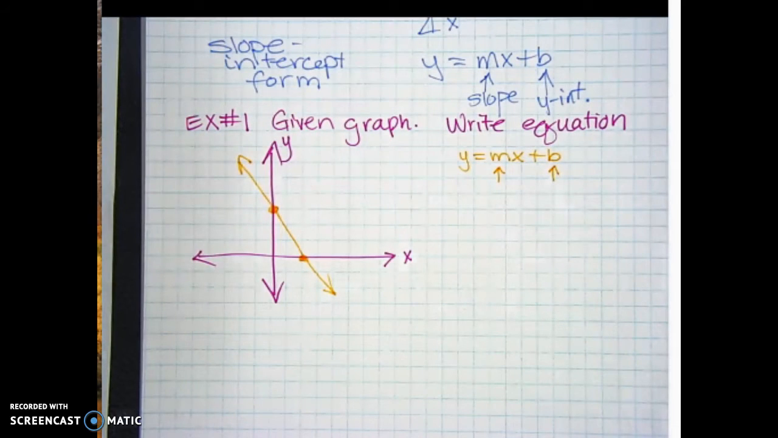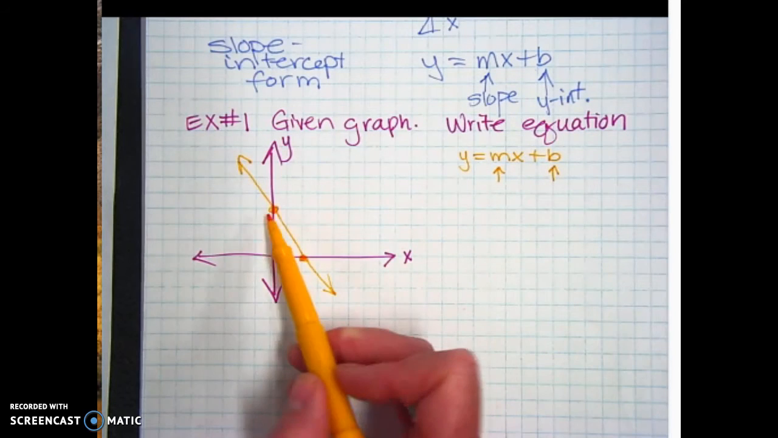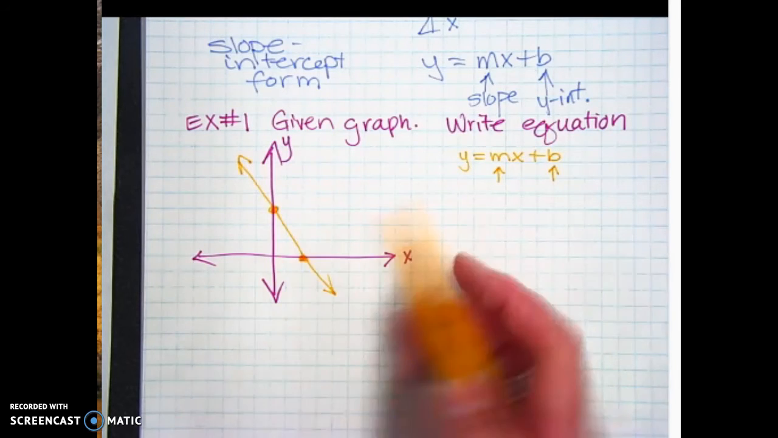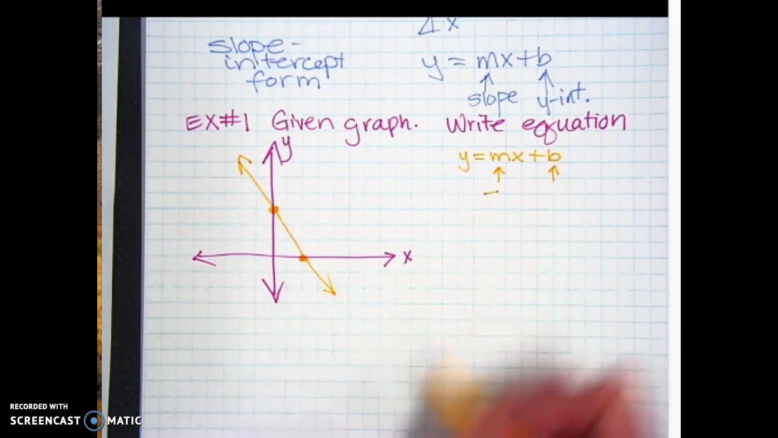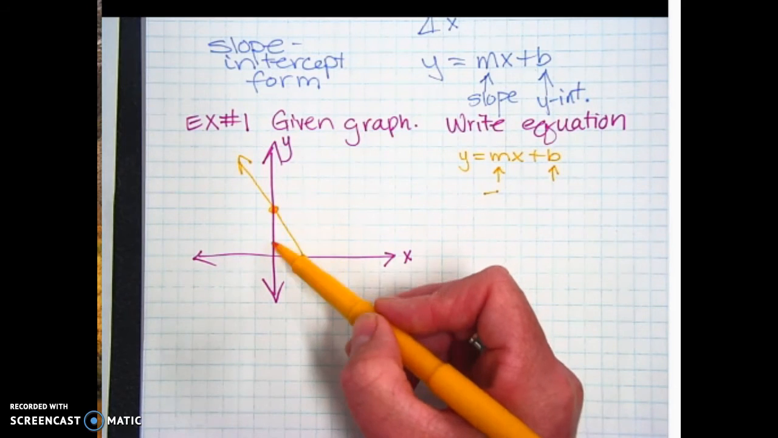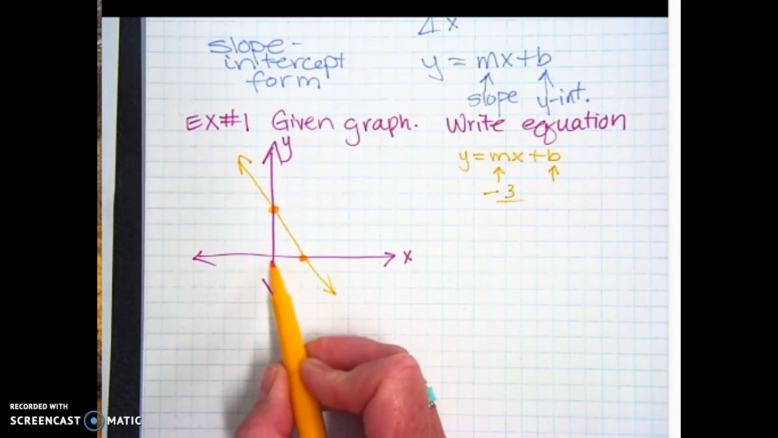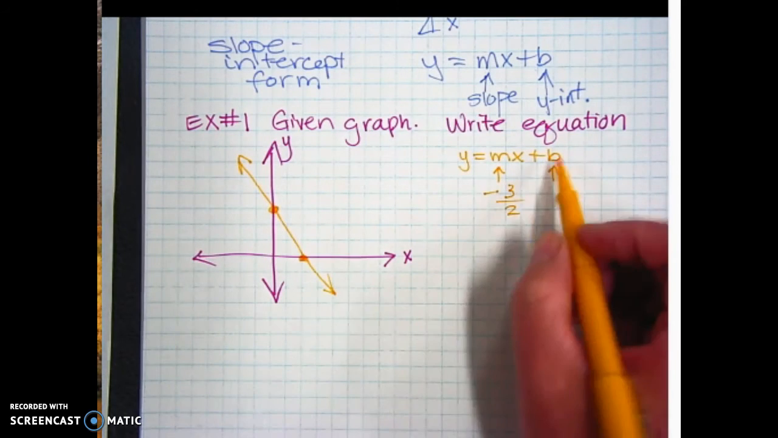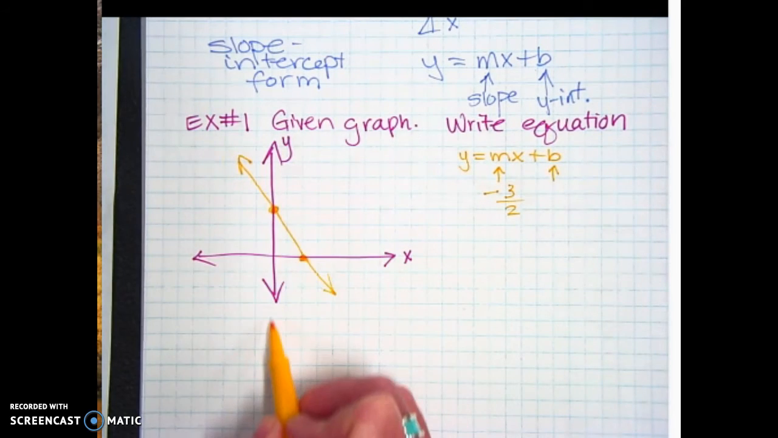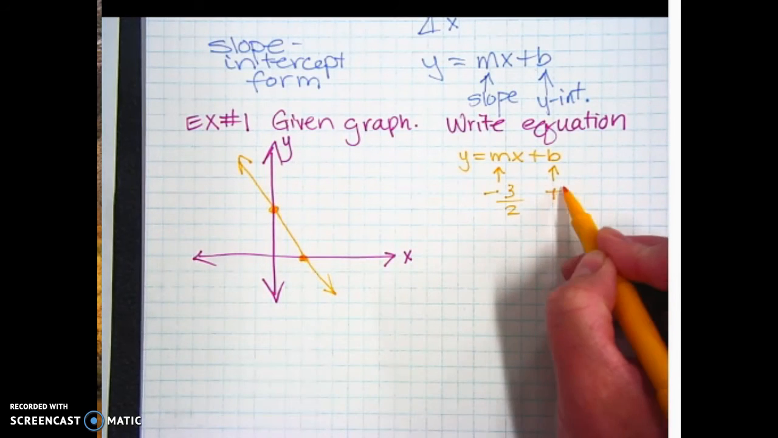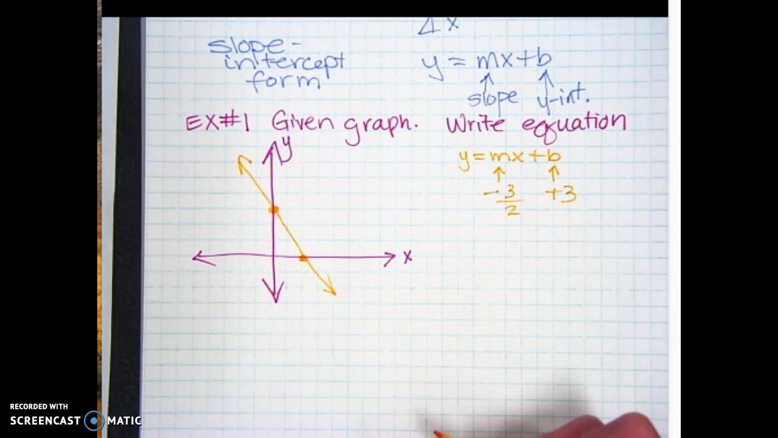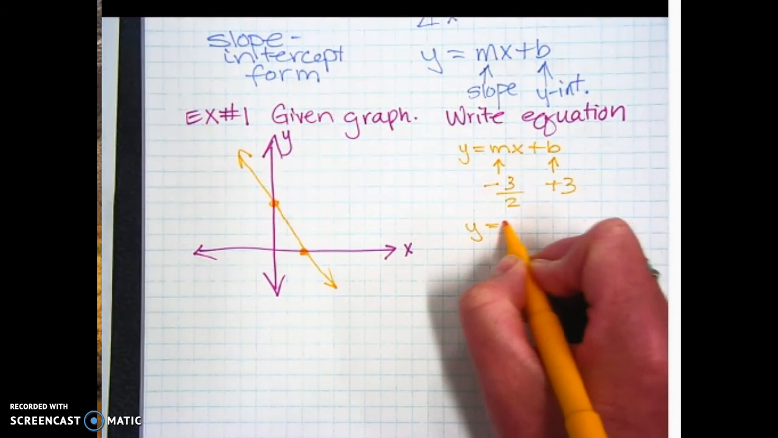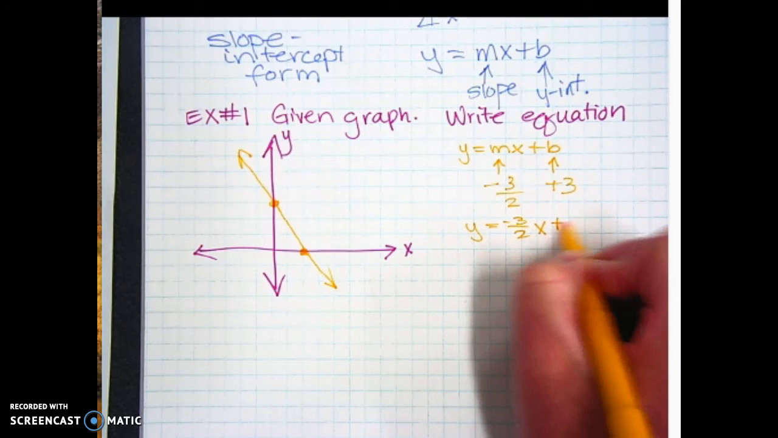So for slope, if you're given a graph, you can just count it. Start at one intersection point and go to the other intersection point. This one's going down, so it's obviously going to be negative, right? And then it's going down 1, 2, 3. So 3 is in the numerator. It's going over 1, 2. 2 is in the denominator, okay? Then we need our intersection of our y-axis. So we count up 1, 2, 3. It's at positive 3. So when we plug those 2 numbers into our slope-intercept form, we get y equals negative 3 halves x plus 3.